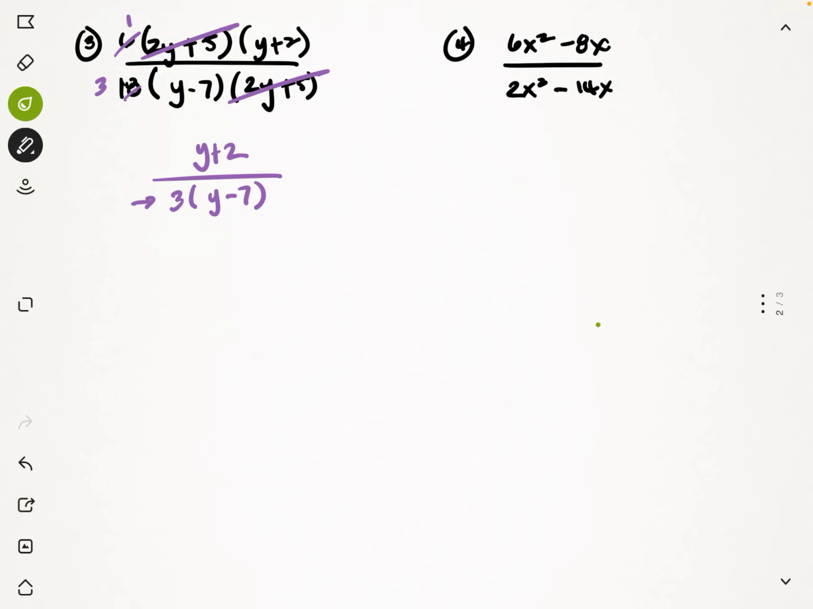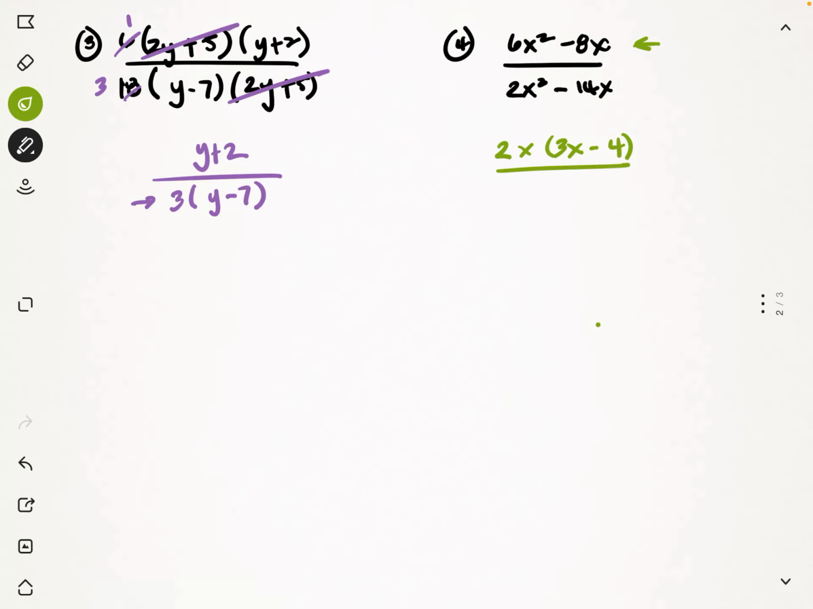So if we're looking at 6x squared minus 8x, well, I know 6 and 8 are divisible by 2. They have a common factor of 2, and each of them has an x. I'm going to pull out my 2x. On the inside, we're going to divide it out. So 6x squared divided by 2x would be 3x, and then negative 8x divided by 2x is negative 4. We took the x out, so there's no more x there.